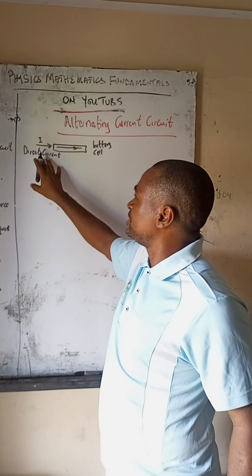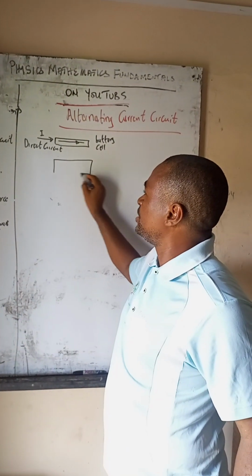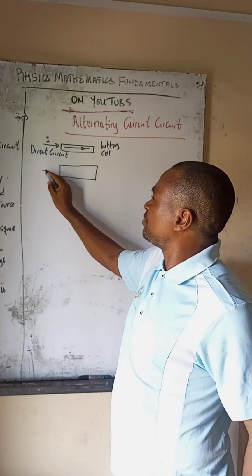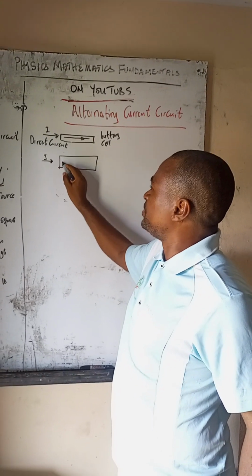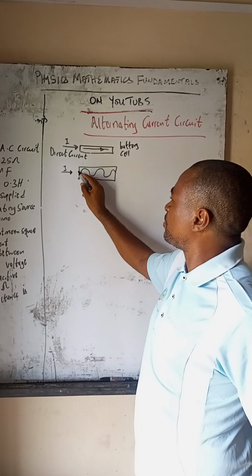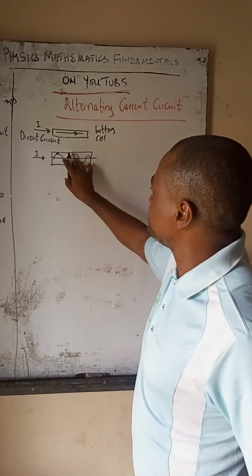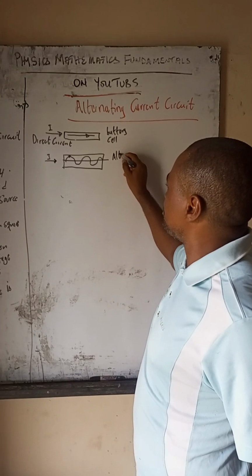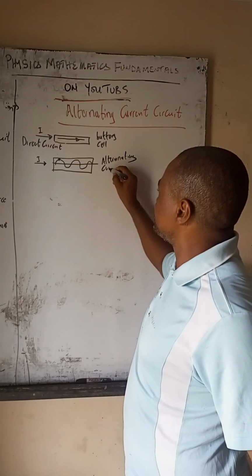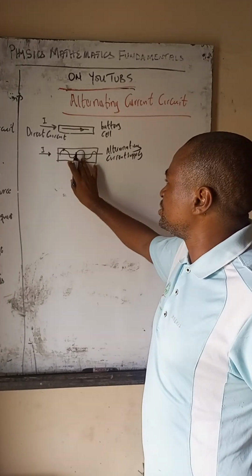But there is a particular supply that we can get in such a way that the current will not be moving in a single direction. The direction of the current coming will be alternating. So the current will be moving up and down like this. That means the value and the direction of the current change with time. So this type of supply is called alternating current supply.